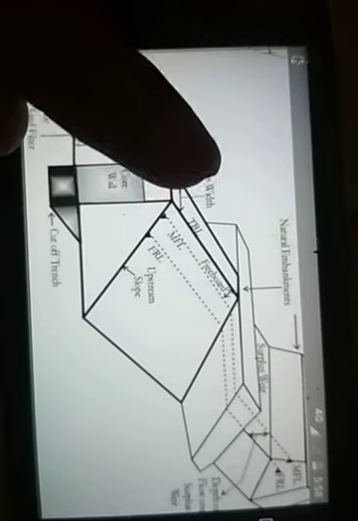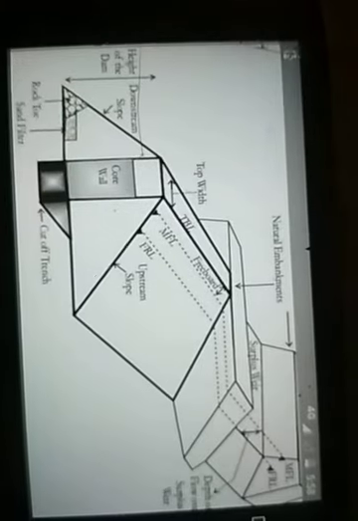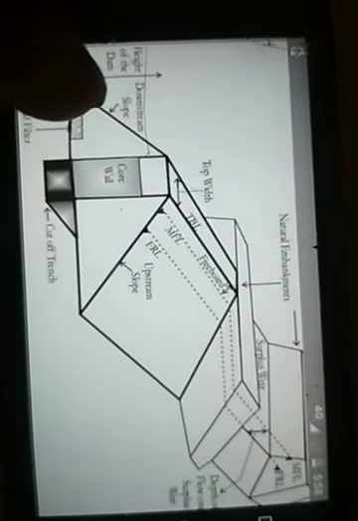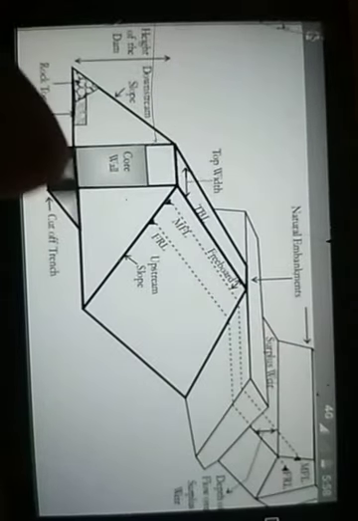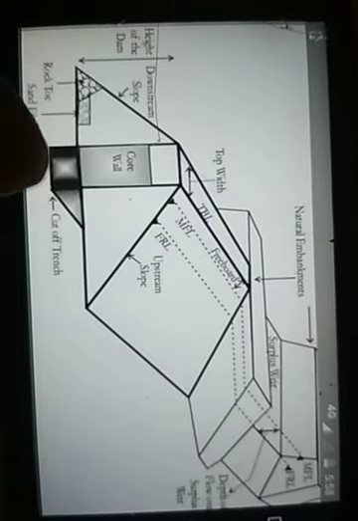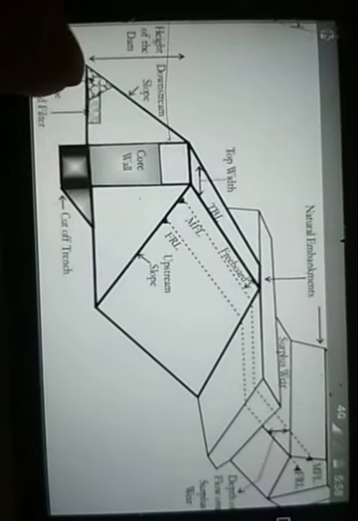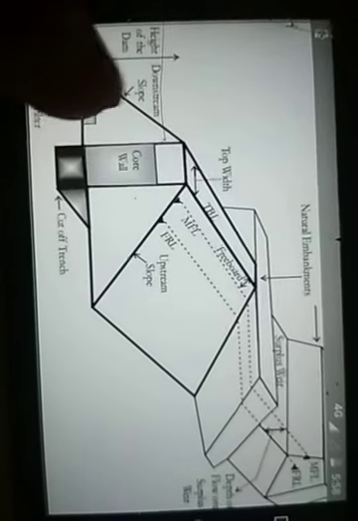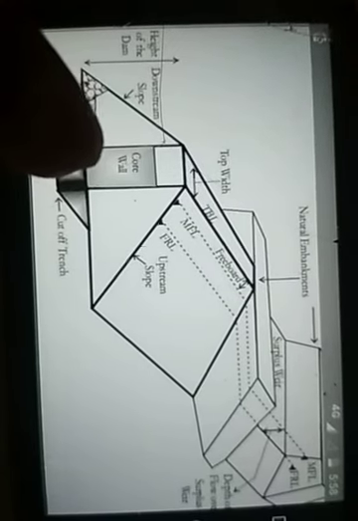Okay, and the top width of this embankment or retaining wall is here, top width. So it is a barrier to retain the water of the reservoir. Okay, so to construct this overall embankment structure, we have to put a core wall here.